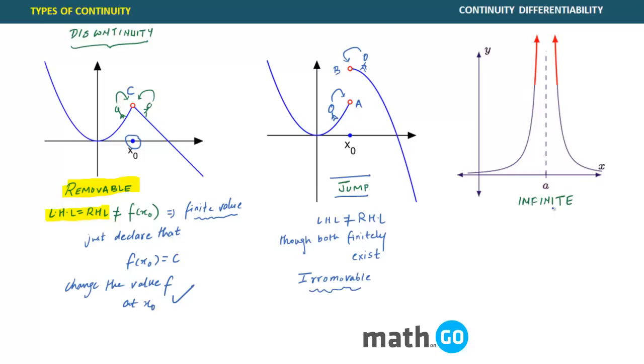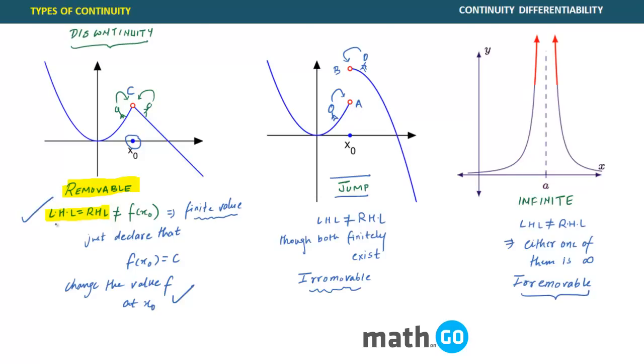The third thing we have to do, as you can directly see from the question, is that here also LHL is not equal to RHL, because both are infinite. So we will say that this is an infinite discontinuity when either one of them is infinity, because then we will not be able to compare it with the other quantity, and obviously this is also irremovable. So out of these three, only one particular kind of discontinuity can be removed.